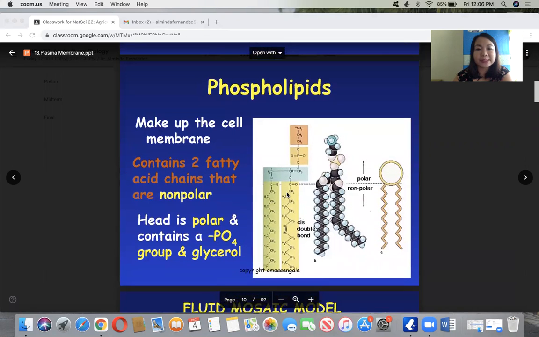The phospholipids make up the cell membrane and contain two fatty acid tails that are non-polar, and the head is polar. The head contains a PO4 or phosphate group and a glycerol.